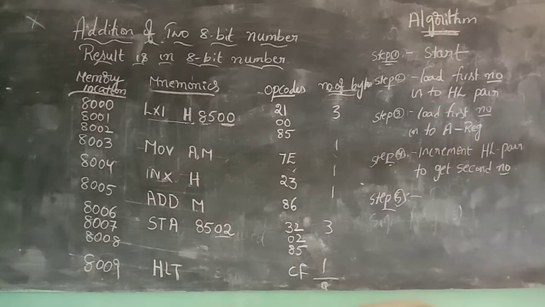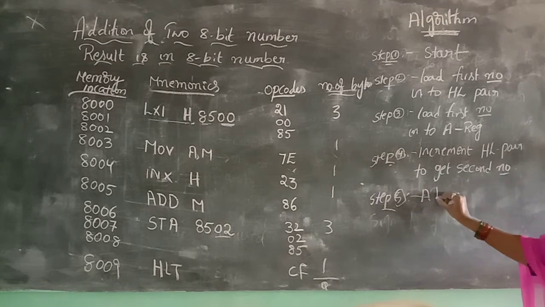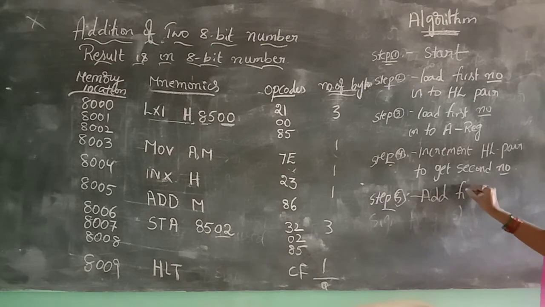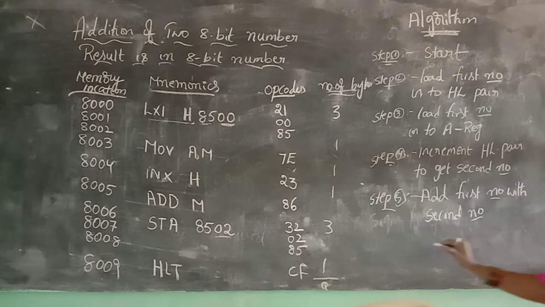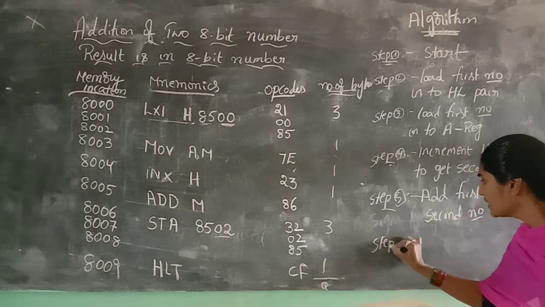Next, step 5. Add first number to second number. Add the first number with the second number. Then the final result is stored in the accumulator.